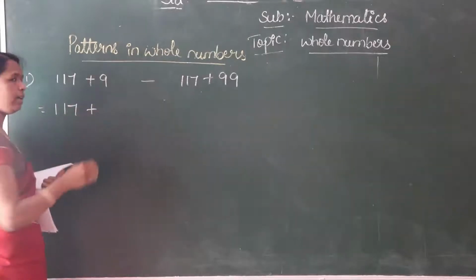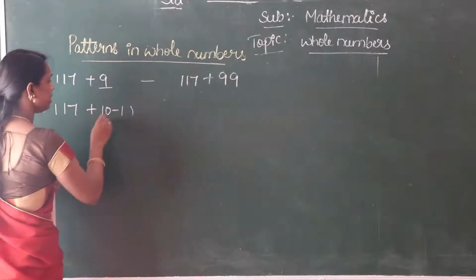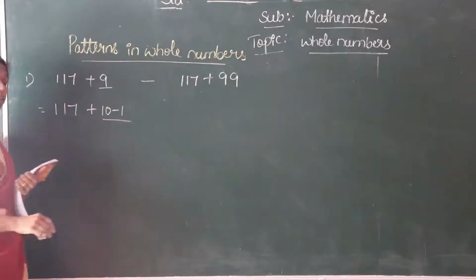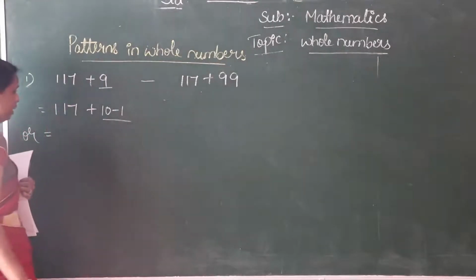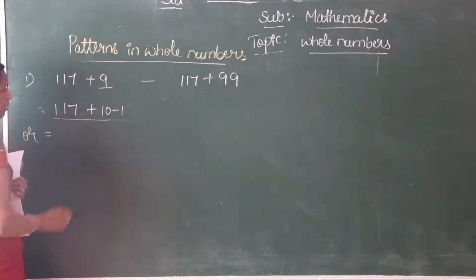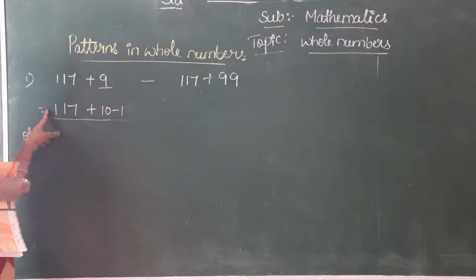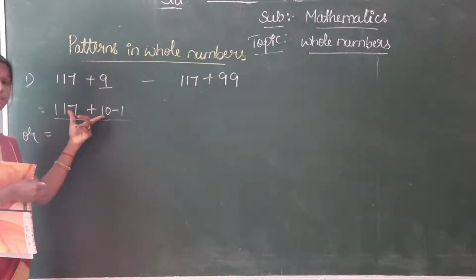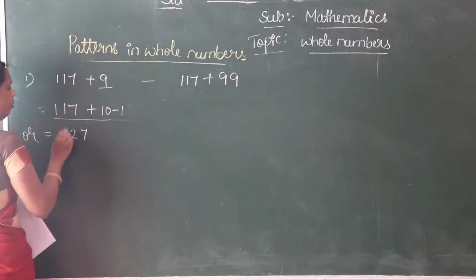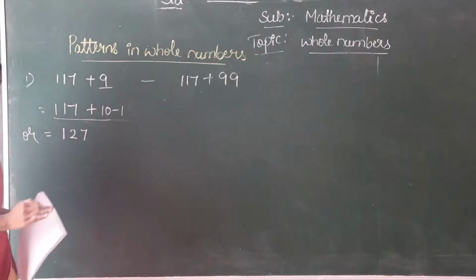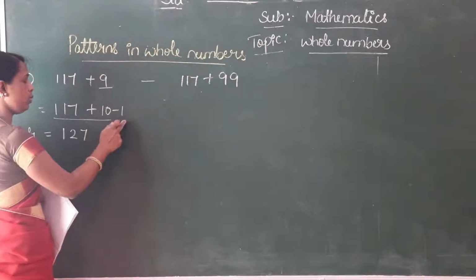In the rearrangement pattern, 9 can be written as 10 minus 1. Is it right? 10 minus 1 you get 9. So add first both of these. Here the fundamental operation is plus, so you have to add 117 plus 10 to get what? 127.